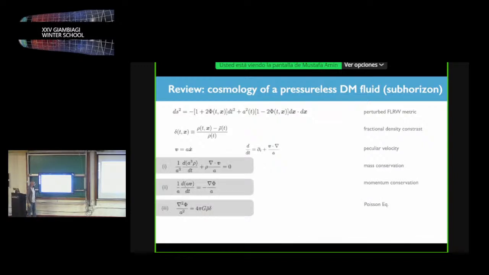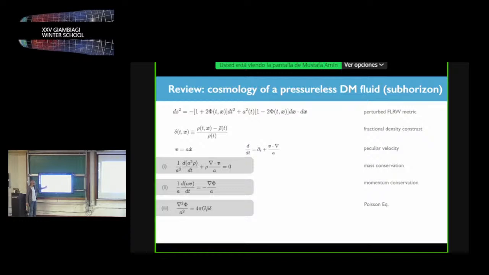Next, we write down our conservation equations. The first equation is just conservation of mass. Rogerio already introduced this. The second equation is just F equals ma. It's just Newton's law. It's telling you how acceleration is related to the gravitational force in this context.